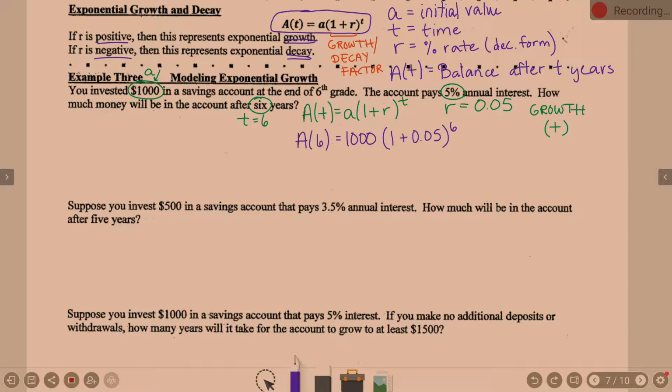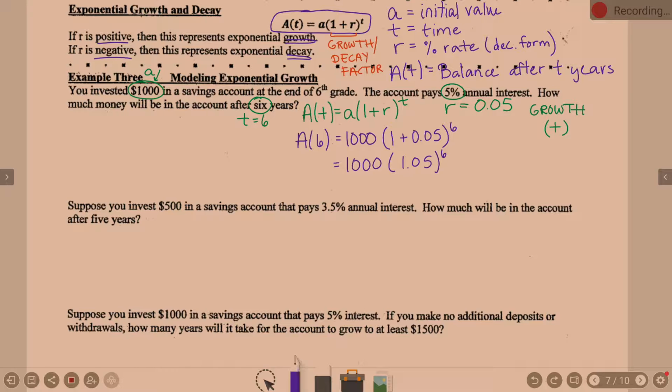Okay? Yes? So on quizzes and tests, if we don't put the A of 6 in front, will we get points off? No. Okay. Now, I see one step I can do here before I pick up my calculator. 1 plus 0.05? What's 1 plus 0.05? 1.05? So that's where I'm at, guys.